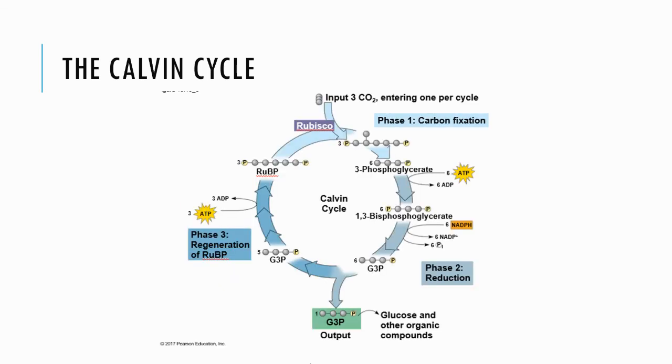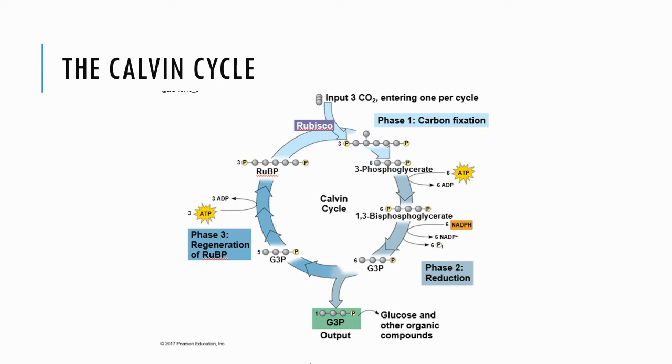So here we have an input, 3 CO2 entering per 1 cycle, and this is going to have to happen twice to make 1 molecule of glucose. So we have carbon fixation happening first, so we're changing all of this stuff, and then it gets reduced to G3P, which exits the Calvin cycle to form glucose and other organic compounds, and then it's going to regenerate the stuff that it's used so this cycle can happen over and over again.